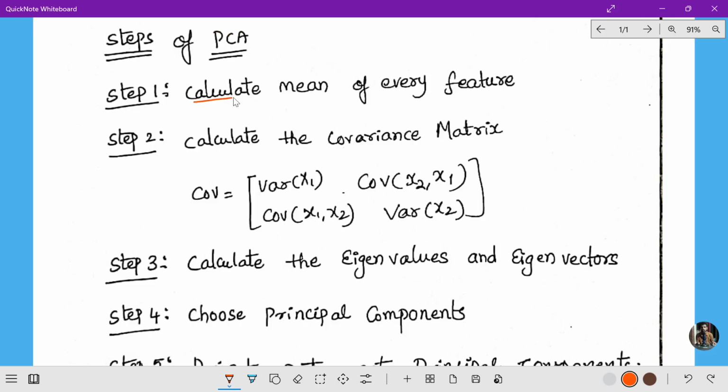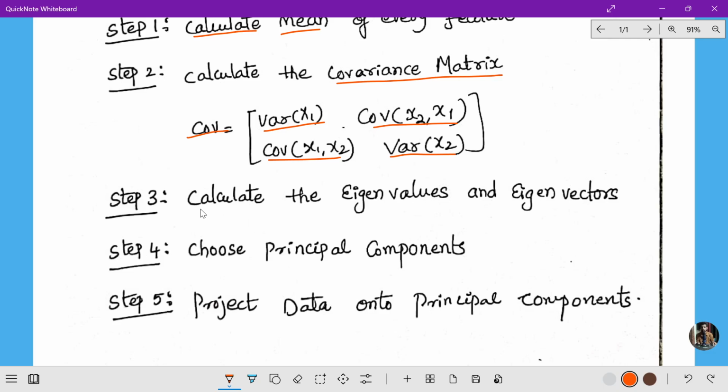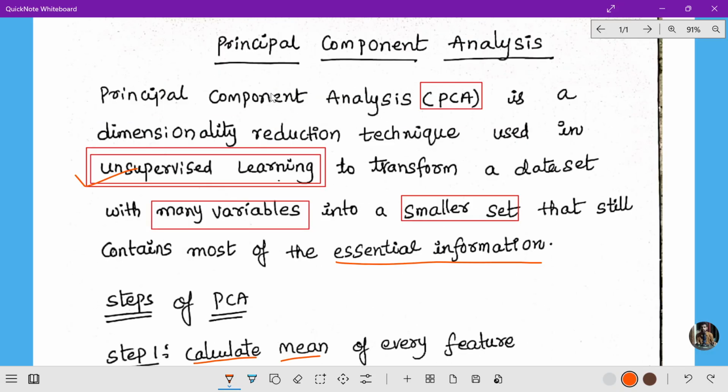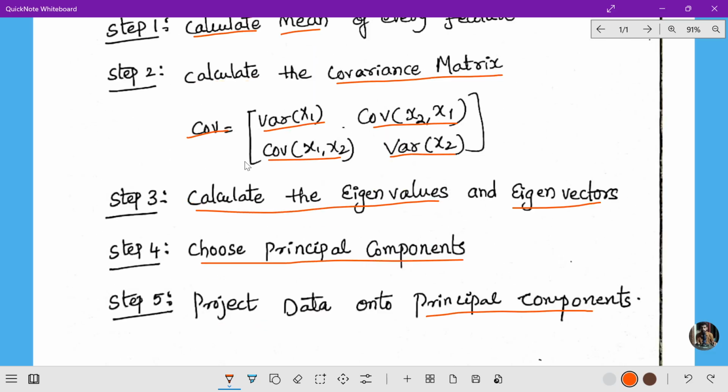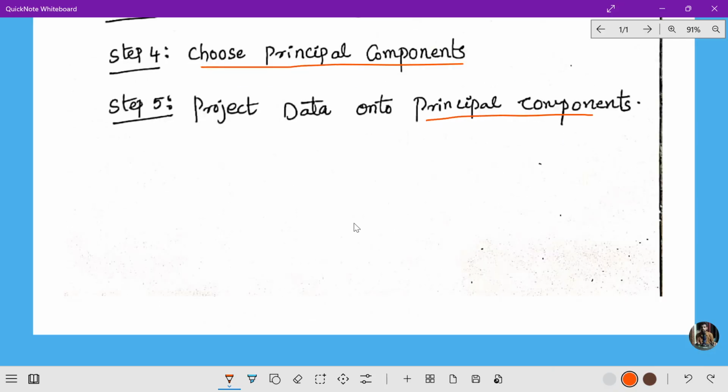First one is to calculate the mean of every feature. Second one is to calculate the covariance matrix. For the covariance matrix, the formula is variance of x1, covariance of x1 comma x2, covariance of x2 comma x1, variance of x2. Step 3, calculate the eigenvalues and eigenvectors. Fourth one is to choose principal components. Last one is to project data onto principal components. So to achieve principal component analysis, we have 5 steps. We'll see this more clearly with an example now.